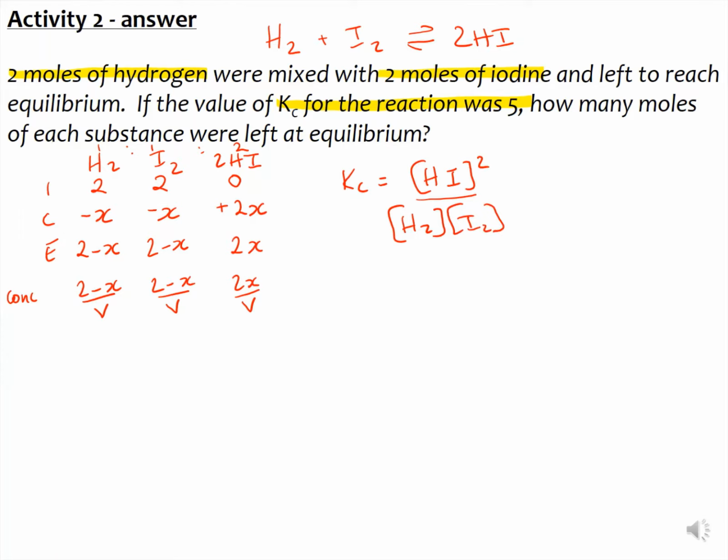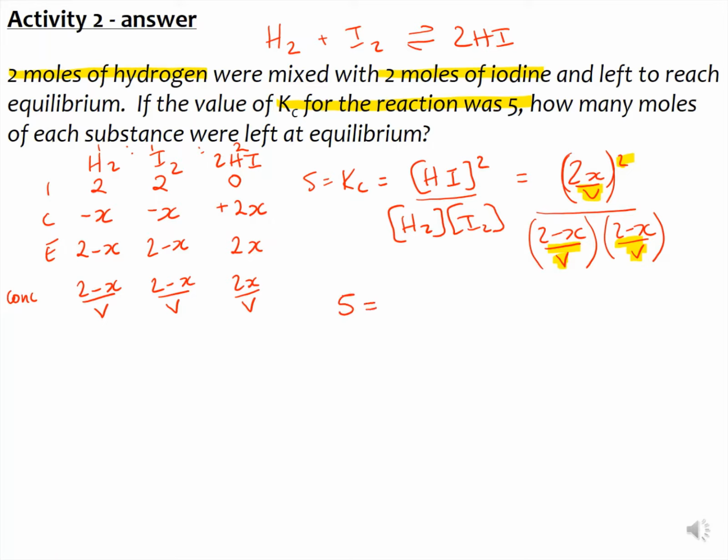So we know that Kc is 5, so I put 5 there, and I'm going to put the numbers in. So HI is 2x and it's squared, divided by 2 minus x over V for the concentration of H2, times 2 minus x over V for the concentration of I2. Because of the squared on the top, we've got 2 divided by V's on the top, and we have 2 divided by V's on the bottom. So they both cancel out, so we can simplify this.